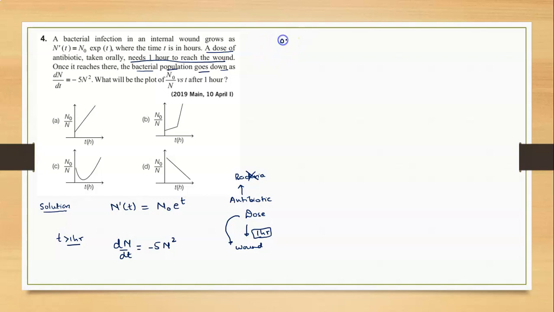From t equal to 0 to t equal to 1 hour, the graph would be growing like this: N(t) equals N naught e raised to power t. After 1 hour, the number of bacteria is e times N naught. Now, what happens when you talk about time more than 1 hour? Then the second function which is given comes into picture.